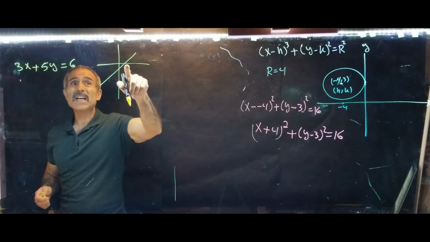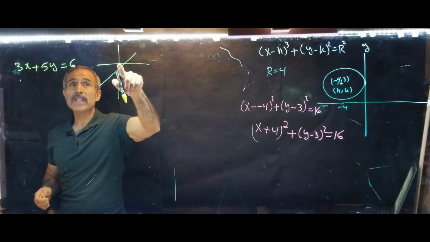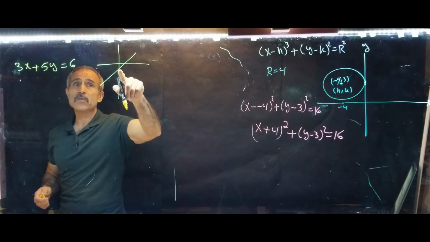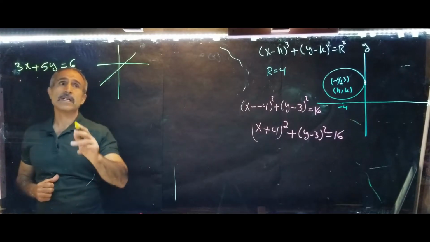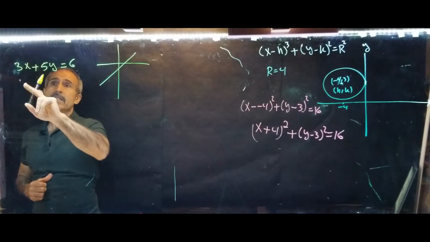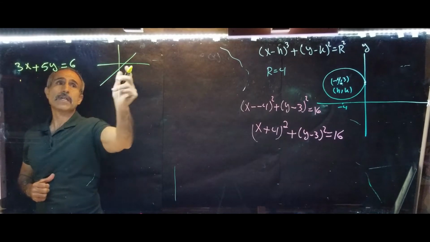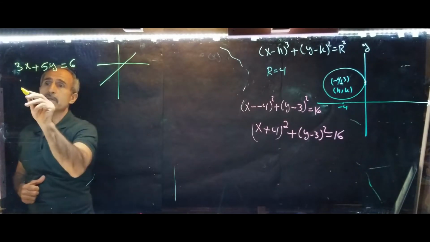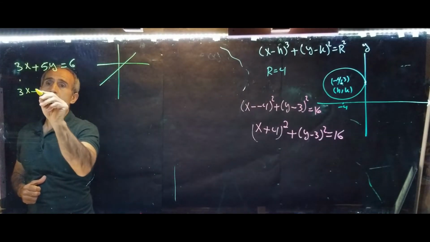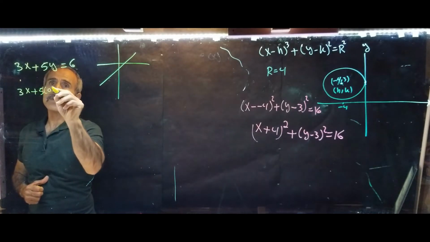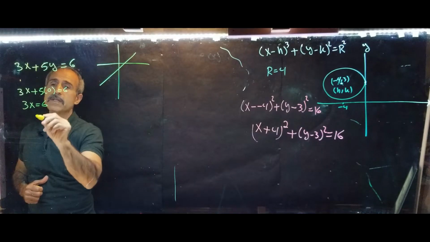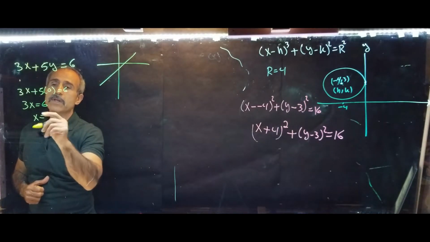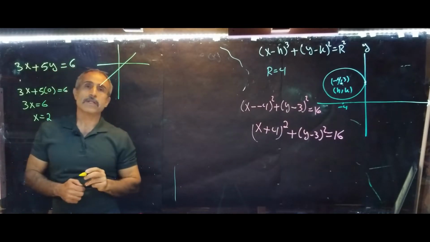So where this line crosses x, that means its y is 0. Where this line crosses y, that means x is 0. So let's find the x-intercept. That will be right here. That means your y is 0. So it's 3x plus 5 times 0, which is 0, equals 6. So we have 3x is equal to 6, and therefore your x is equal, both sides divided by 3, x is equal to 2. That's the x-intercept.